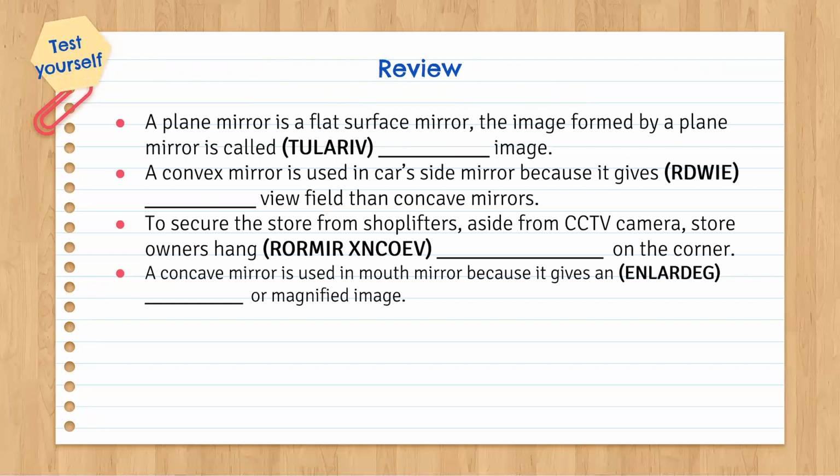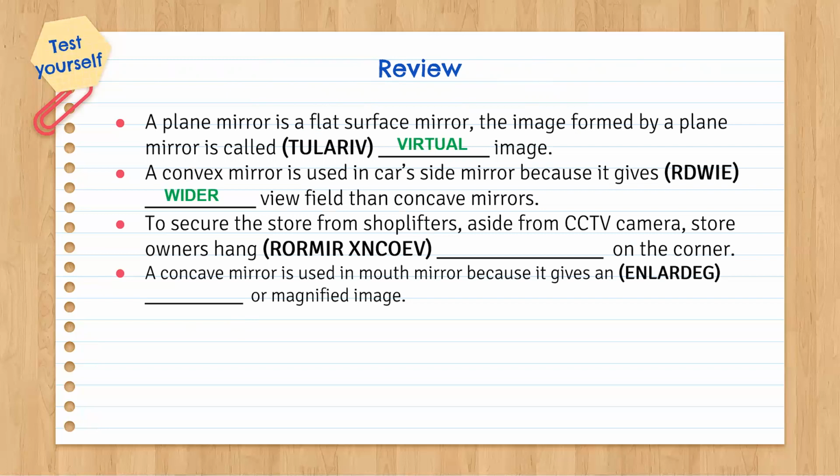Let's start answering now. A plane mirror is a flat surface mirror. The image formed by a plane mirror is called a virtual image. A convex mirror is used in car's side mirror because it gives a wider field of view than concave mirrors.